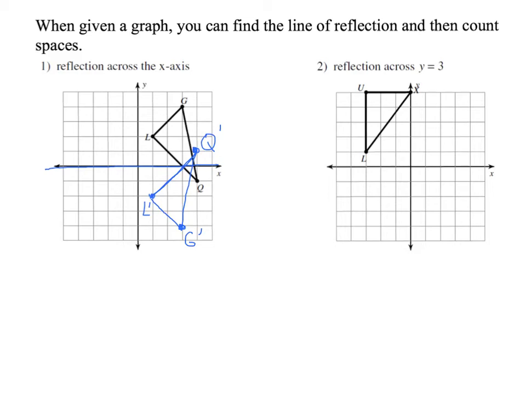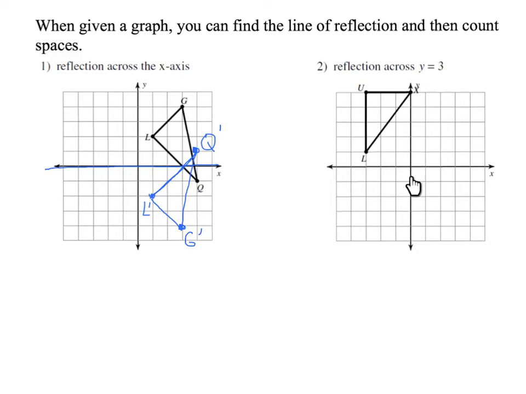Number 2 may seem a little tricky, where it's not asking us about the x-axis or the y-axis, it's asking us for a reflection across y equals 3. So you've got to locate where y equals 3. The first thing you want to do is locate the y-axis. Hopefully you know it's right there.